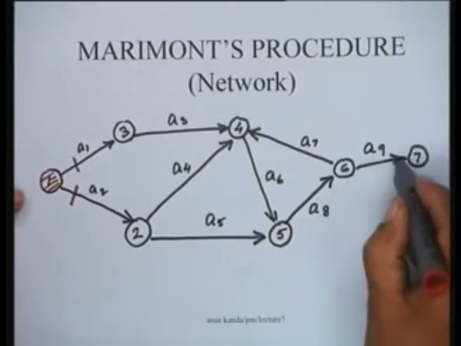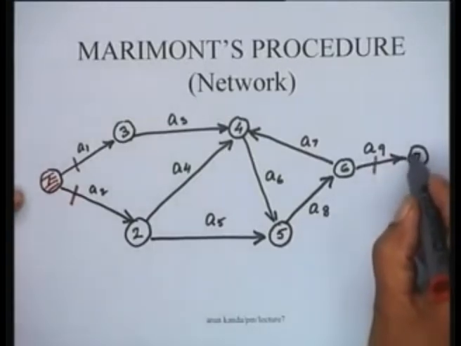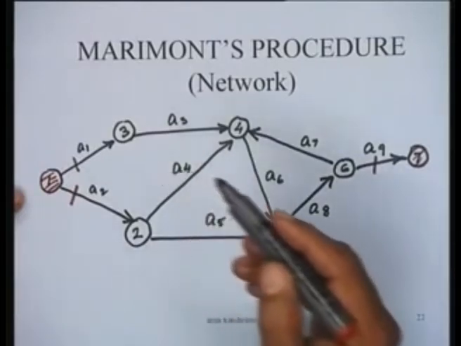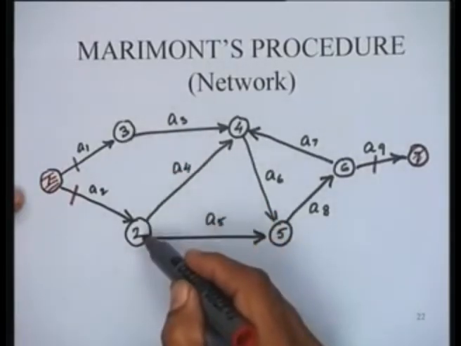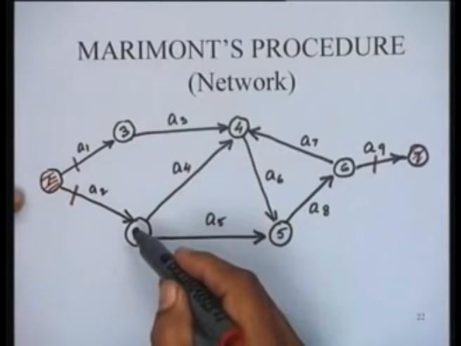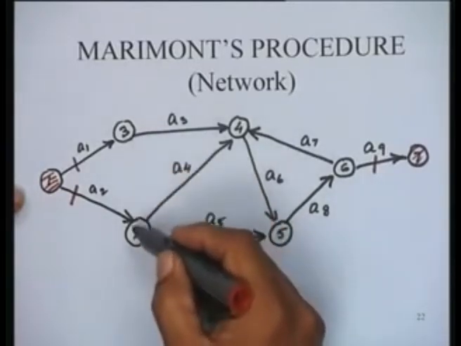So node 7 and the arc which is connecting it, we try to delete this. In this process, what happens? These 2 become sources again. Node 2 and node 3 have become sources again, right? So what does that show? It shows that we can continue this procedure.